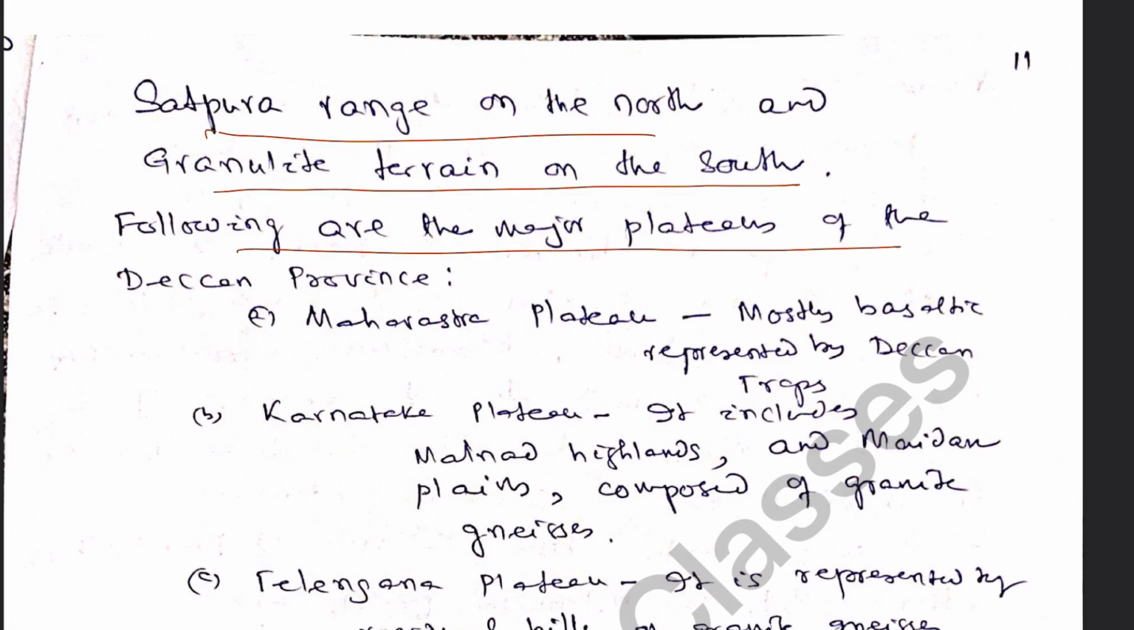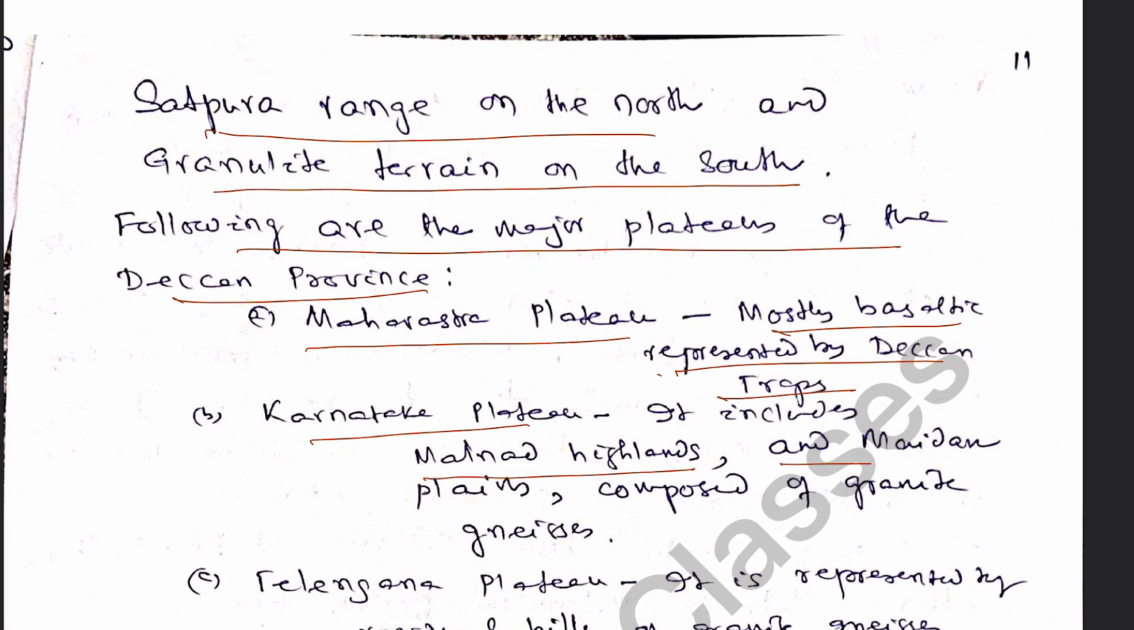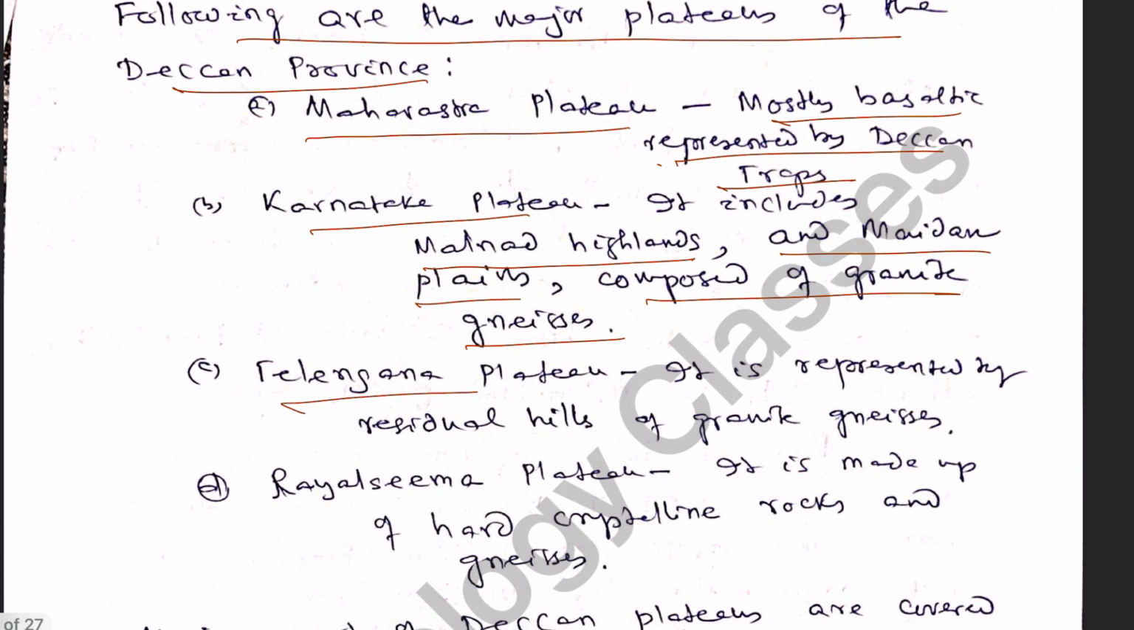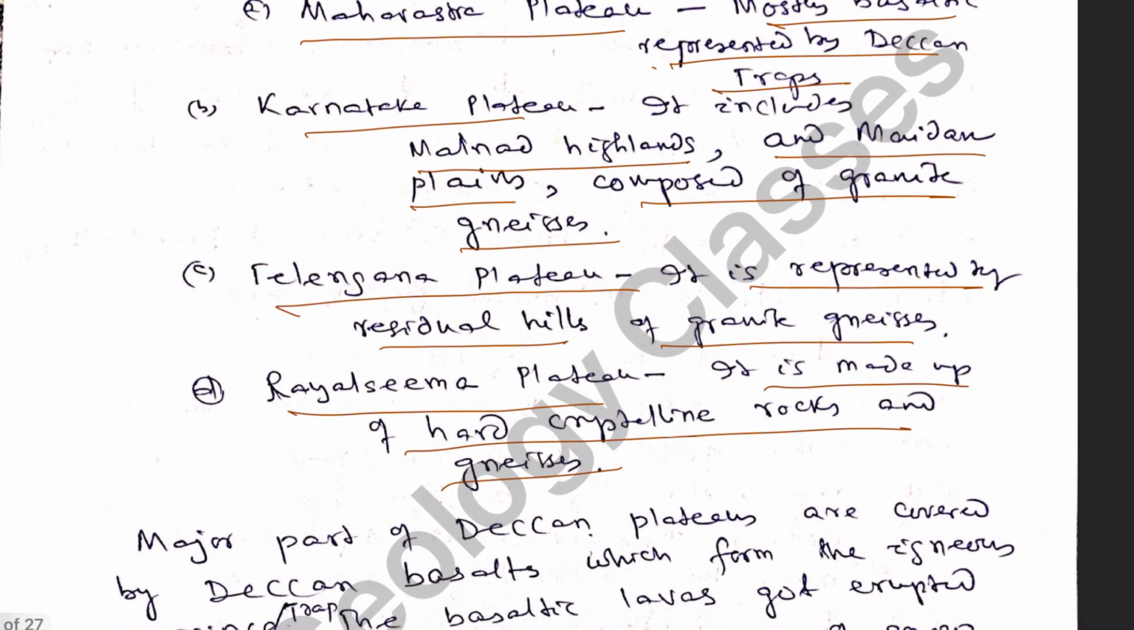Following are the major plateaus of the Deccan province. In Maharashtra region, there are basaltic rocks which represent the Deccan traps. In Karnataka region, it includes the Malnad highlands, the Maidan plains composed of granulitic gneisses. In Telangana region, it is represented by residual hills of granitic gneisses. In Rayalaseema plateau, it is made up of hard crystalline rocks and gneisses.